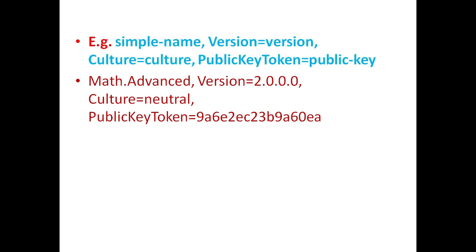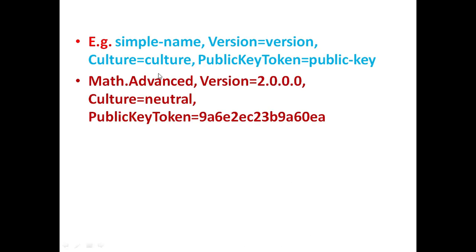For example, when you create a project, the assembly attributes are generated as simple name, version, culture, and public key. For example, here math.advanced is a simple name, version is 2.0.0.0, and this is the public key token.